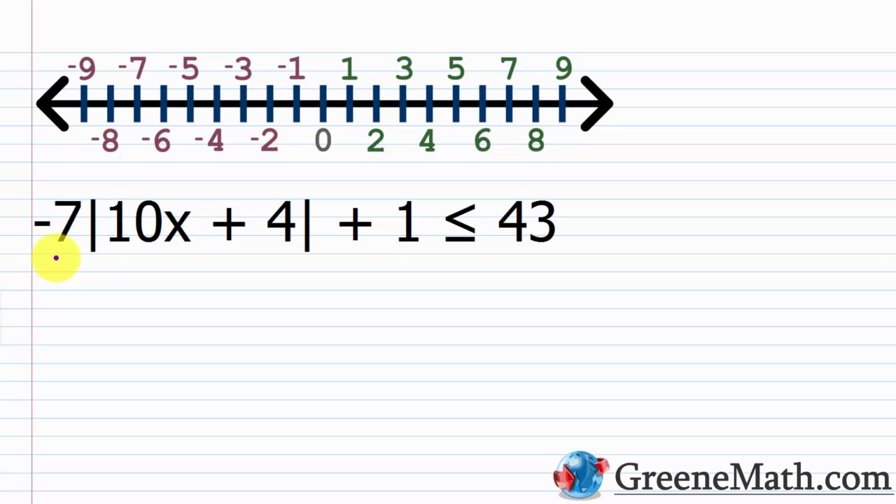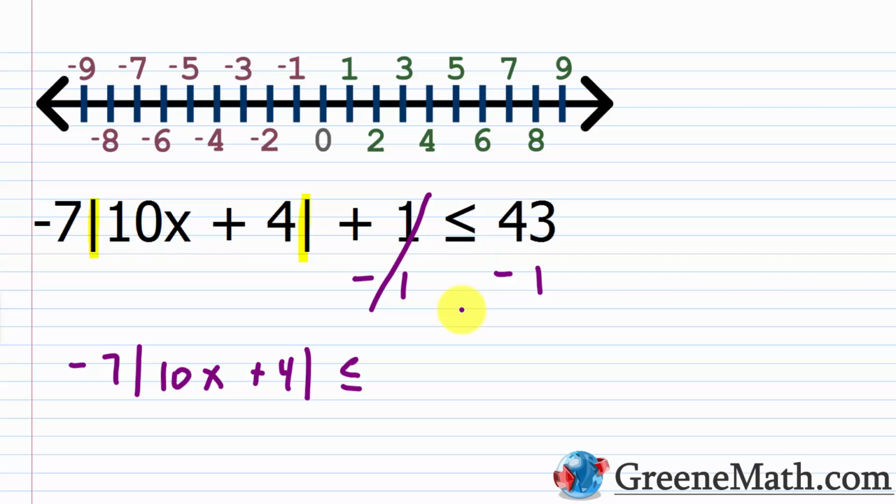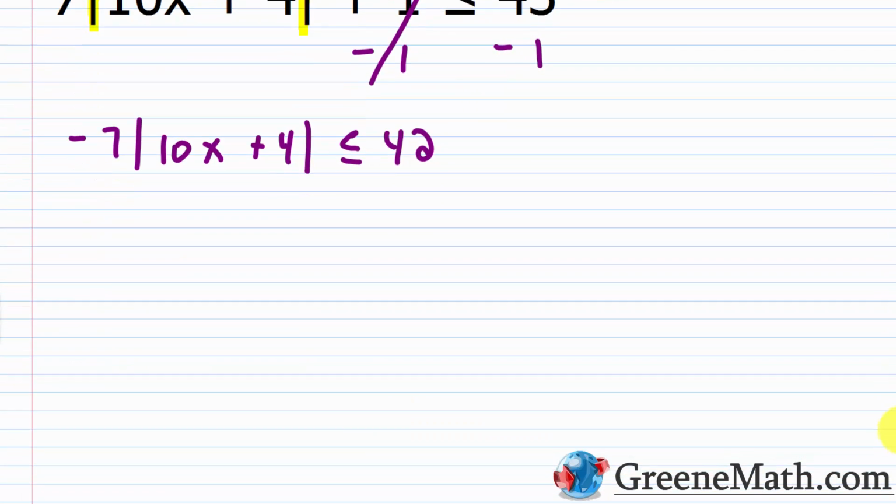So we have negative 7 times the absolute value of 10x plus 4, plus 1, is less than or equal to 43. So again, we want to start by isolating the absolute value operation. So I'm going to subtract 1 away from each side of the inequality. That's going to cancel. I've got negative 7 times the absolute value of 10x plus 4, again, is less than or equal to 43 minus 1, which is 42. All right, let's get some room going. So now I'm going to divide both sides of the inequality by negative 7.